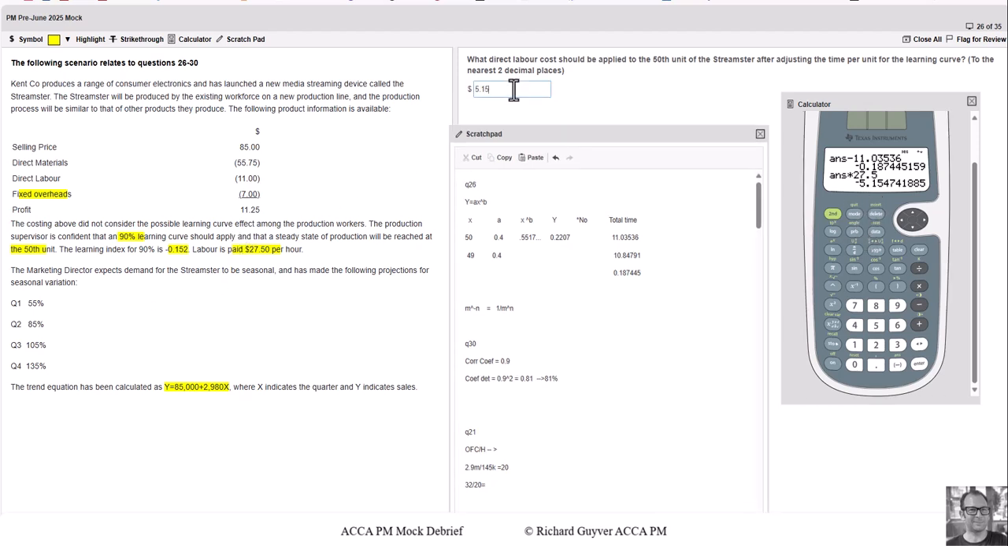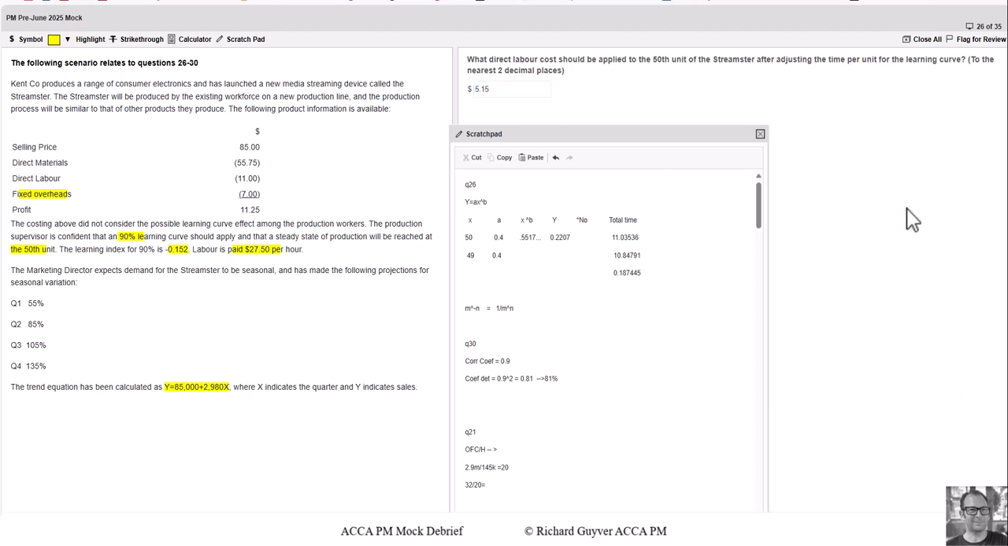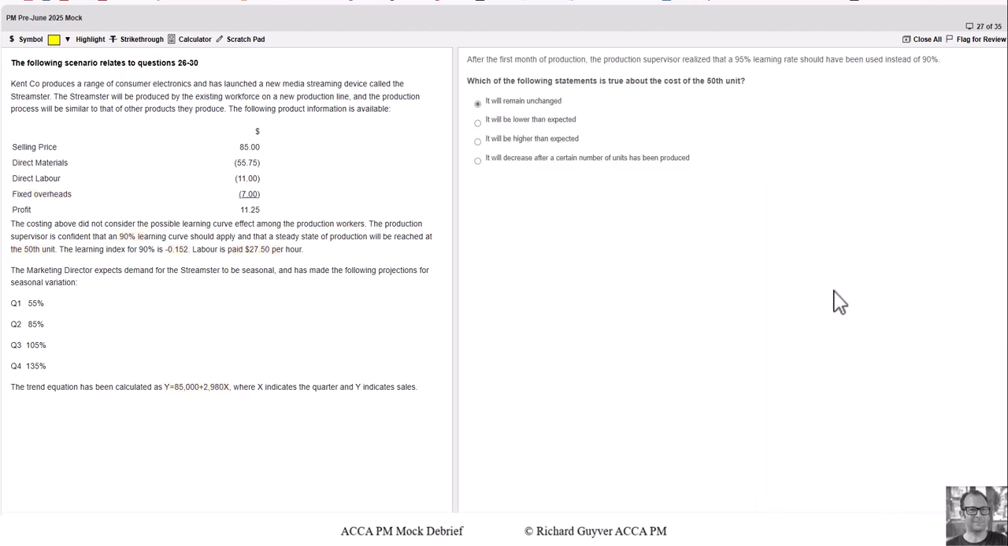It's a little bit fiddly, a bit annoying that the calculator doesn't work like it should do. I assume it's the same on the actual exam platform. It could be one of the nuances of Test Reach that it doesn't quite work as well. But hopefully that workaround there will help you out. I accidentally clicked on this.